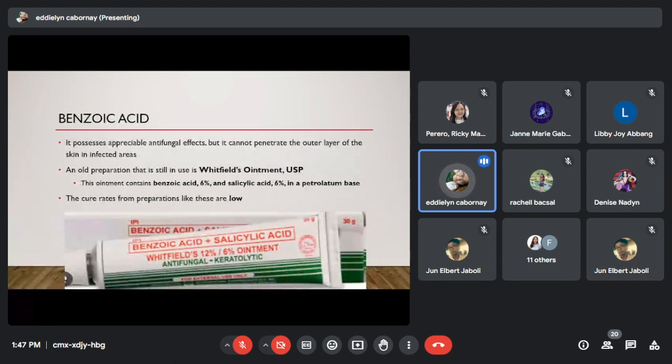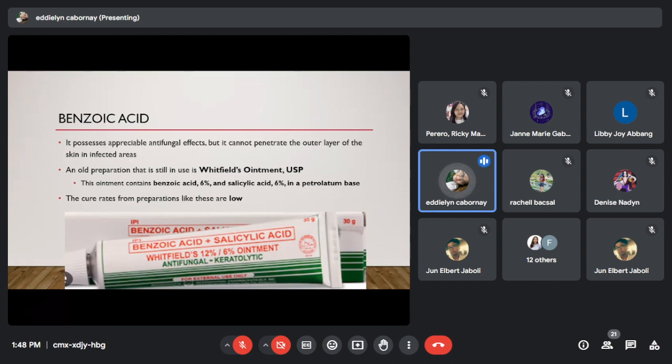So we have here the benzoic acid. Benzoic acid possesses appreciable antifungal effects, but it cannot penetrate the outer layer of the skin in infected areas. An old preparation that is still in use is the Whitfield ointment. This ointment contains benzoic acid and salicylic acid, 6% in a petrolatum base. The cure rates from preparations like this are low. Therefore, benzoic acid, when used as an antifungal agent, must be admixed with a keratolytic agent. That's why in Whitfield's ointment, it is combined with salicylic acid.